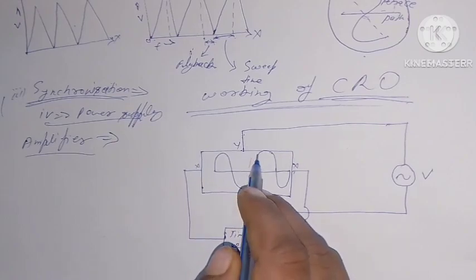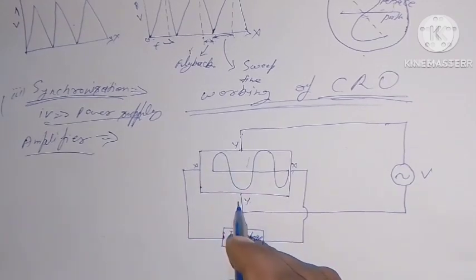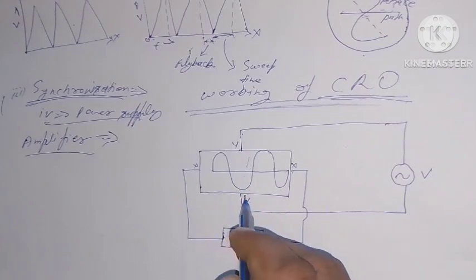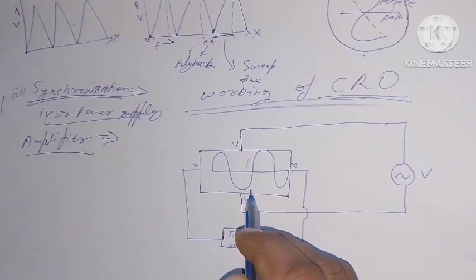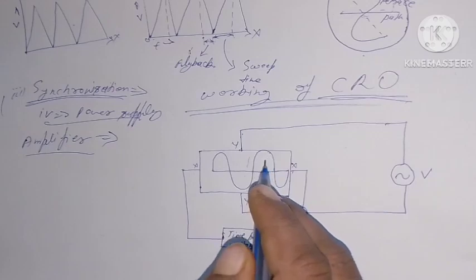The spark of light will move vertically up and down in a vertical line in response to the voltage applied, and will simply trace out a straight line on the screen.